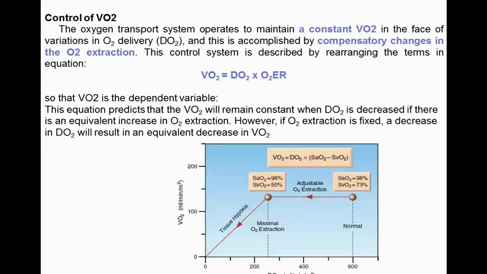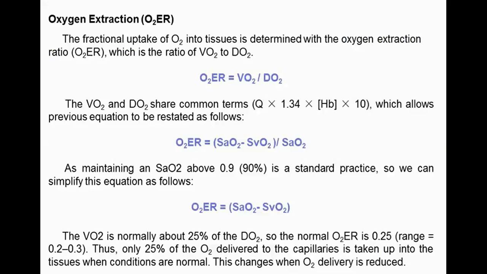So the tissue will develop hypoxia and suffer from hypoxia when the extraction becomes more than 50. How will we know the extraction? From this. Oxygen extraction, as we discussed, is the fraction of uptake of oxygen, VO2, divided by DO2.